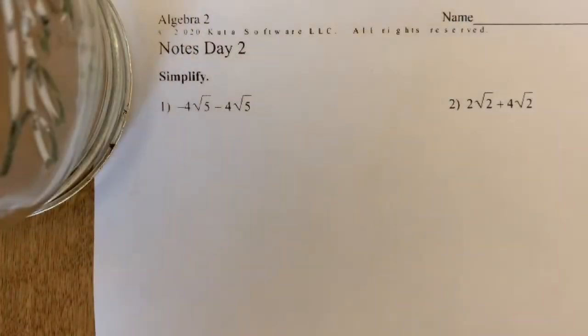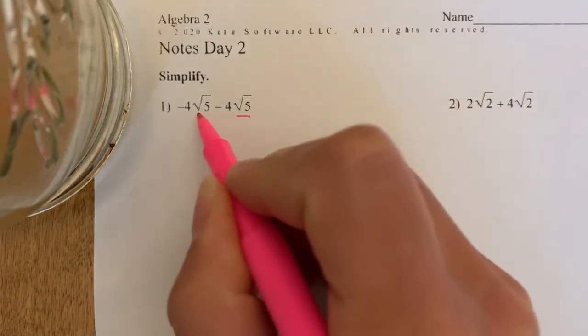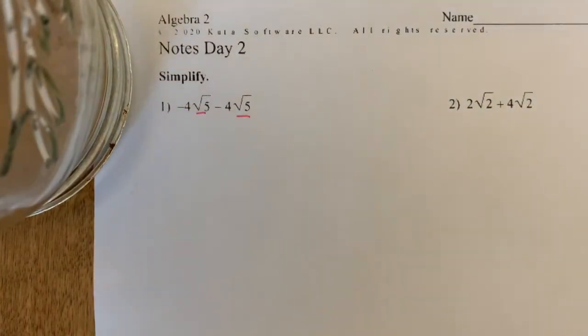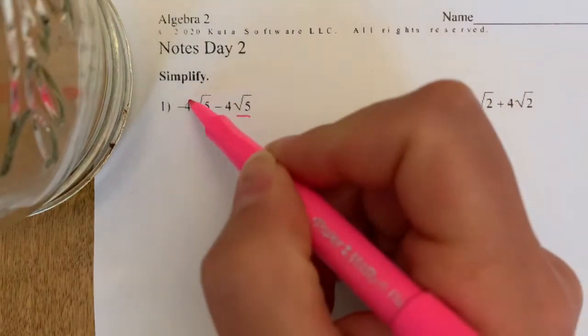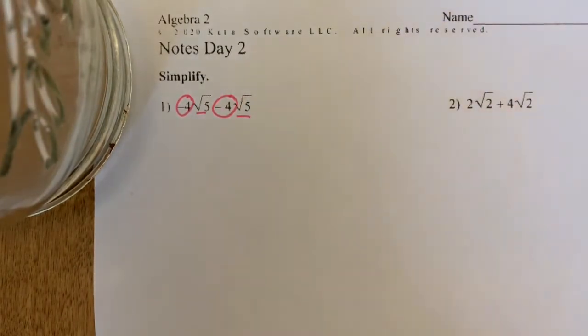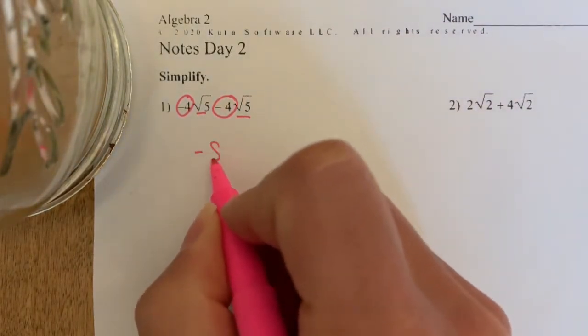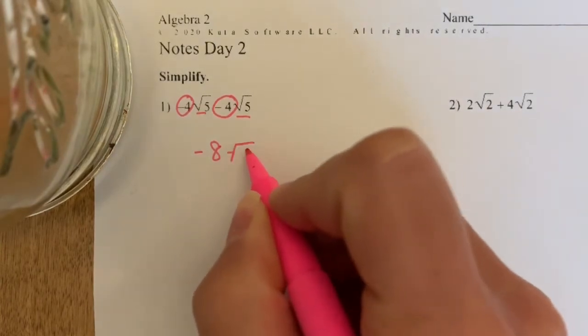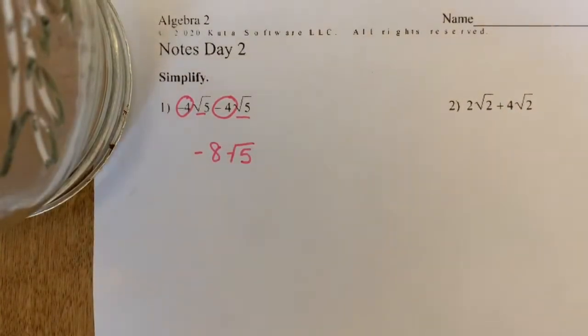Let's look at day 2 notes. We're doing the same exact thing: adding and subtracting radicals. First we look and see if our radical is the same. It's the square root of 5. Since it is the same, all we have to do is add our -4 plus -4, which is -8, and then we keep our square root of 5.